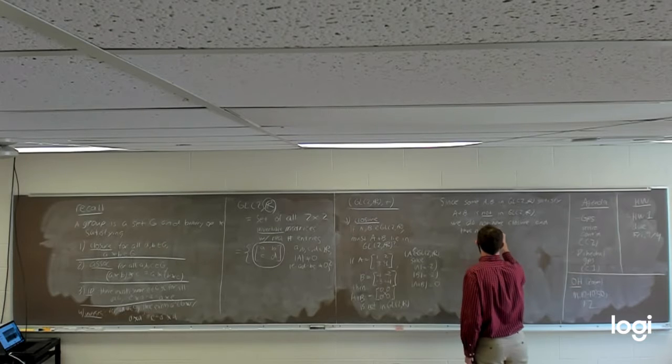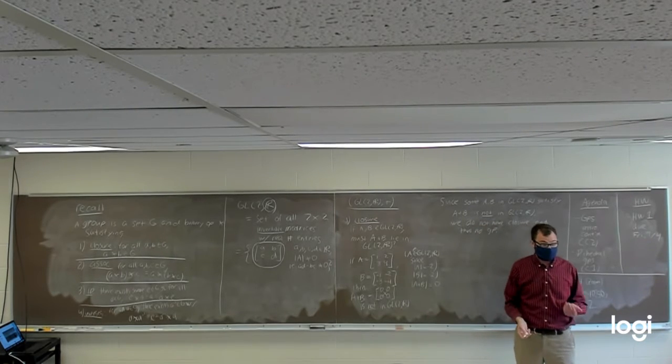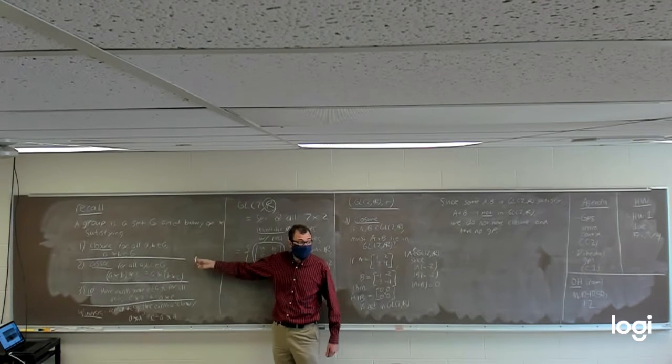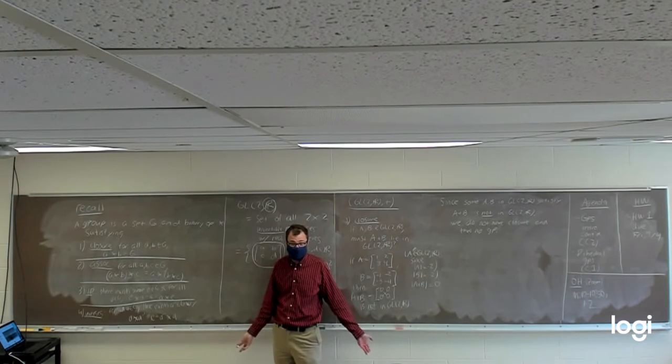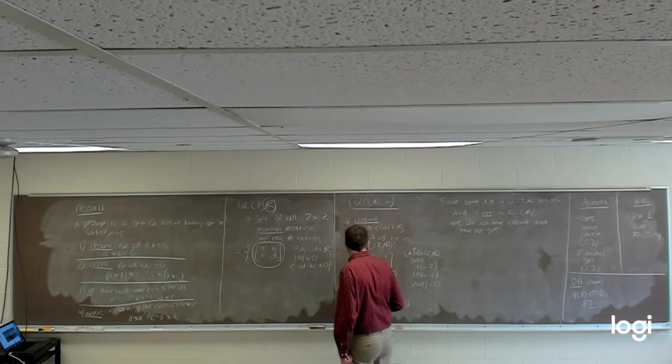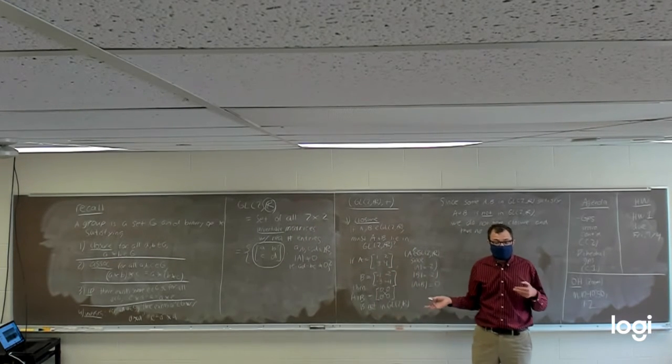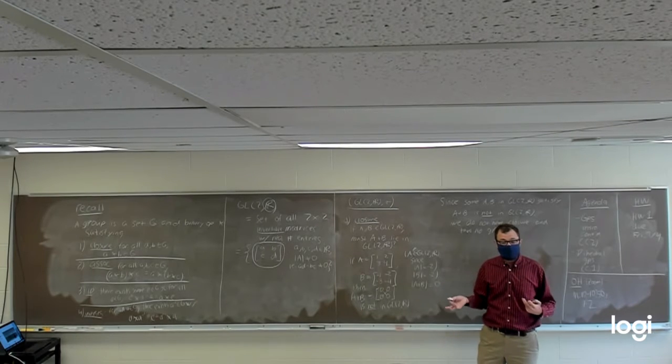Because all that it takes in order for something to not be a group is that it doesn't satisfy any one of these four properties. And all that it takes to not satisfy one of these four properties is we can find a single example where it fails.